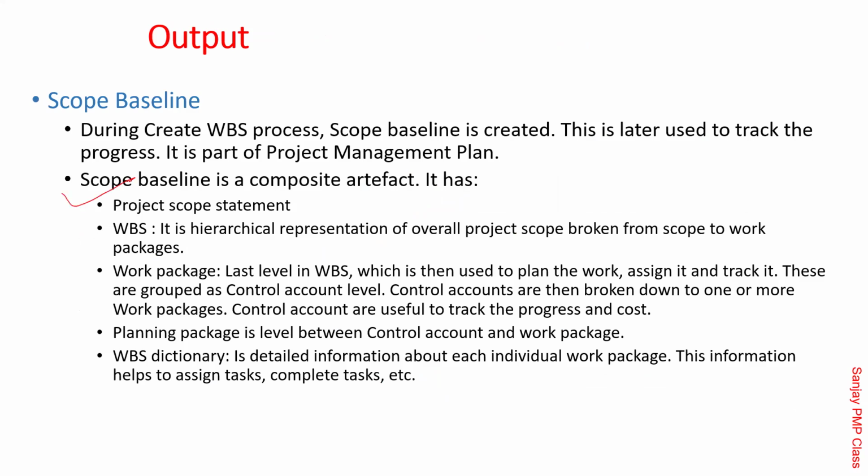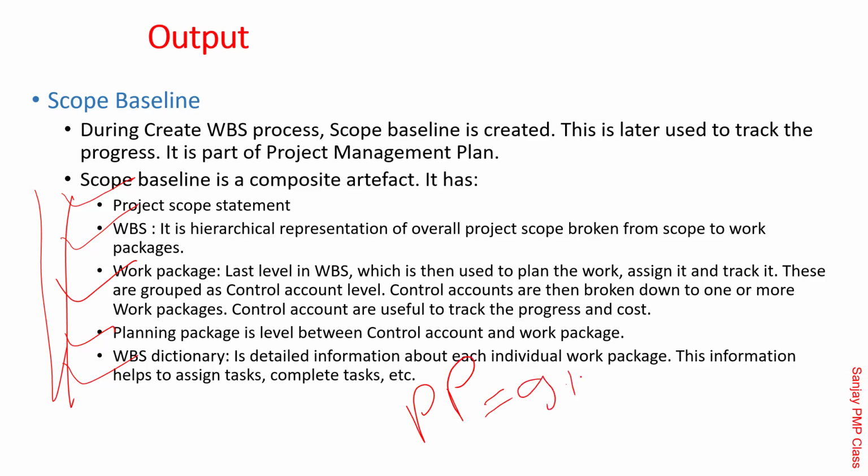One is called the project scope statement, which was the output of define scope. The WBS, that whole tree. Work packages, which are the list of it. Planning packages, those interim levels, which are for the summary and all that, and the WBS dictionary. These 5 things put together are called a scope baseline. And this scope baseline itself is a part of our larger formula called PP is equal to 9 plus 1 plus 3 plus n. One of them is my scope baseline.